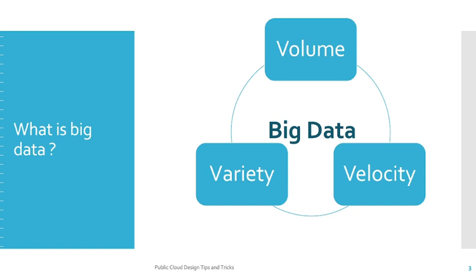What is big data? Big data means a high volume of data having different velocity and high variety. That means when you have terabytes or petabytes of data, some unstructured, some structured, but the amount, volume and velocity are quite high. Then we call it big data.